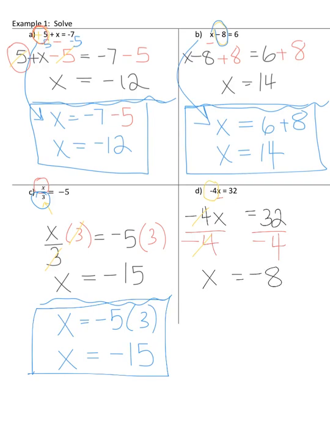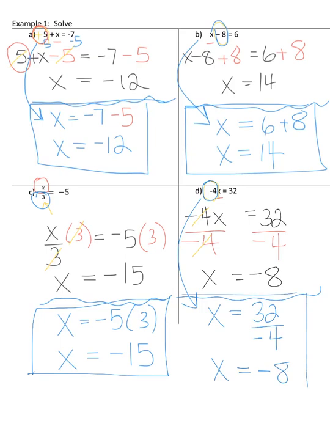which is negative 8. Okay, again, let's try and simplify this process just a little bit. We want to move this negative 4. It's being multiplied. So we're going to divide it onto the other side. Okay, opposite of multiplication is division. And then, of course, x equals negative 8. Here's our blue. Here's what I want you to be writing.